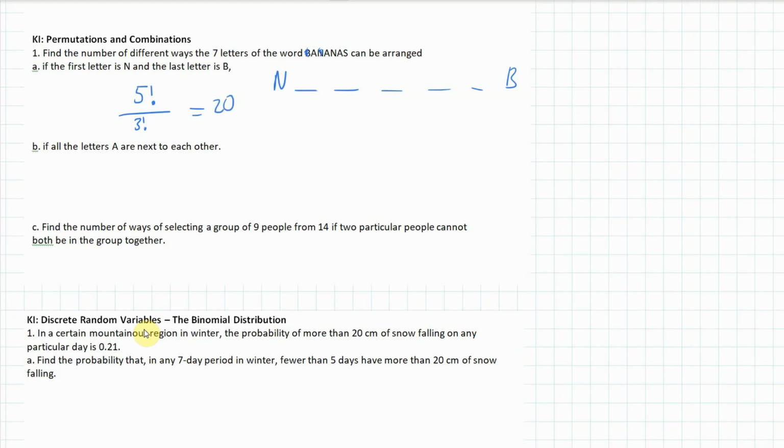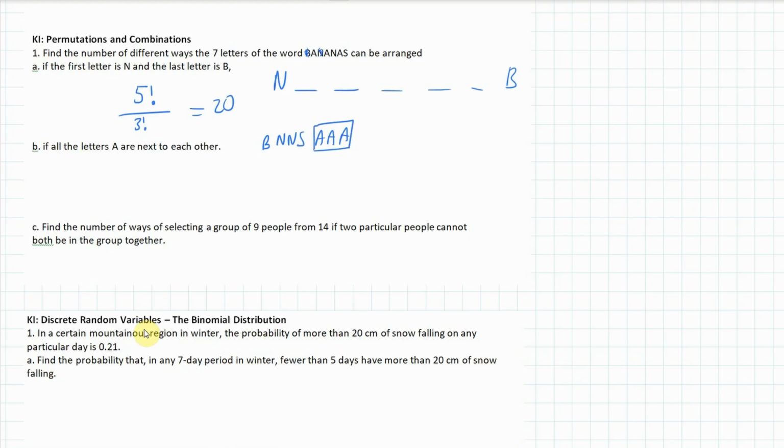If all the A's are next to each other, so let's go back to bananas. Here's bananas. B, and I'll move the A's to the N. B, then we'll have N, N, S, A, A, A. Now we'll treat this like one group.